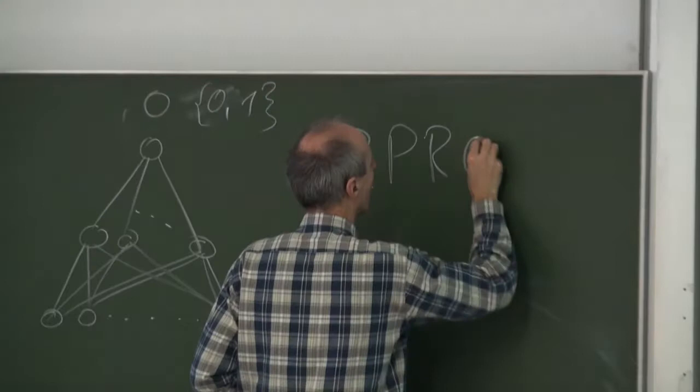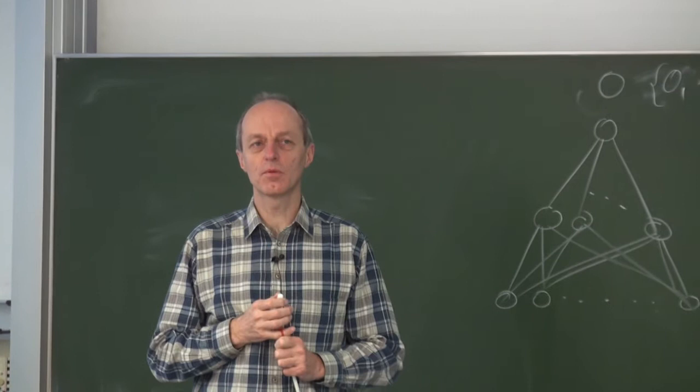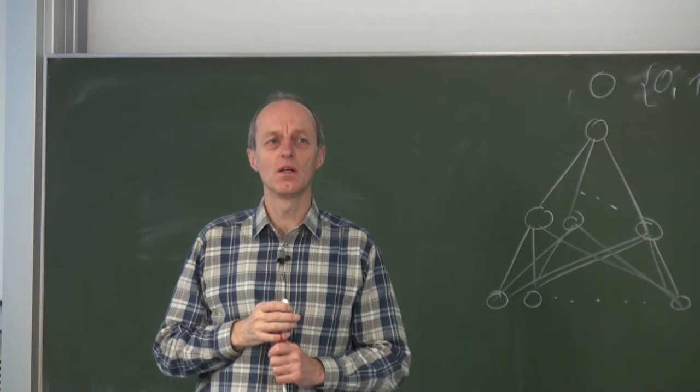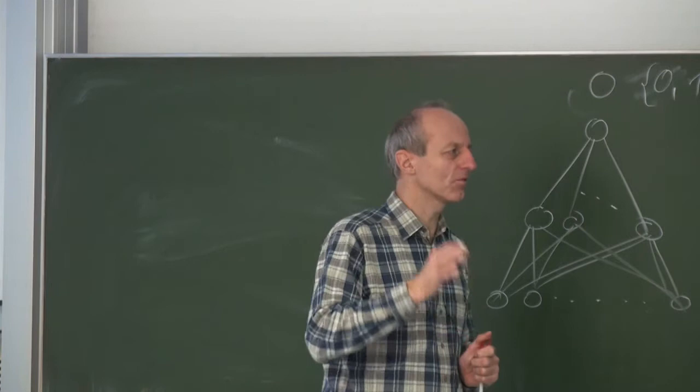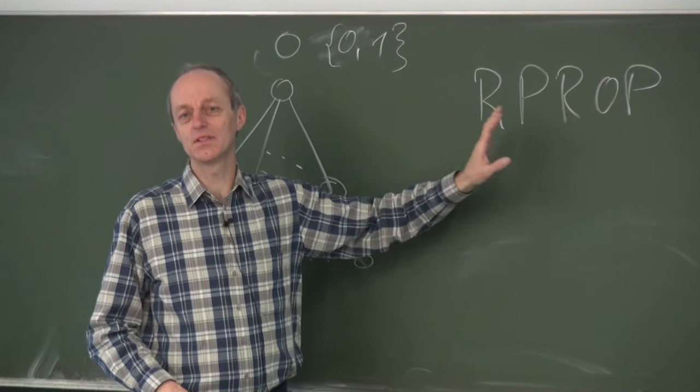This stands for resilient propagation, and it was developed by Martin Riedmiller. He is a German professor, and he was in Osnabrück, but now he moved to the south of Germany. I guess he now is in Freiburg, or Darmstadt, I'm not sure. And this is now the backpropagation variant to be used nowadays, because it's really much faster and much better than backpropagation.